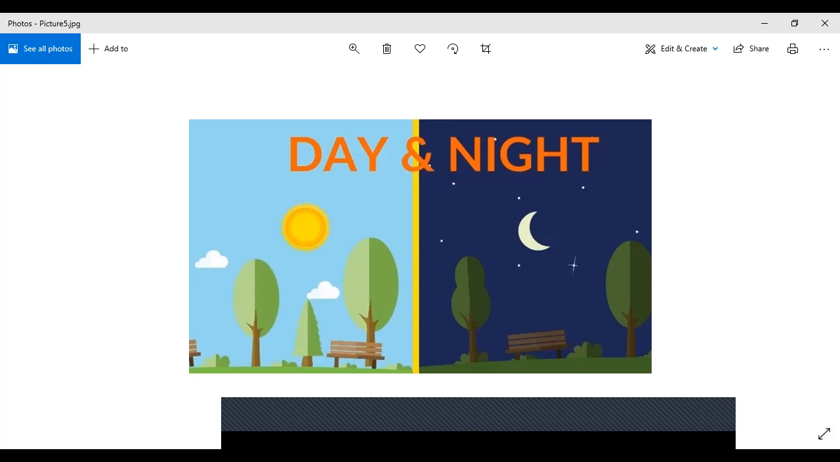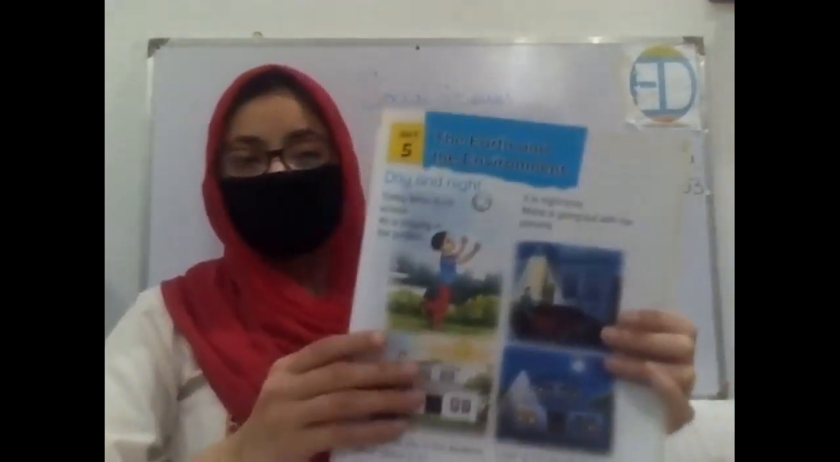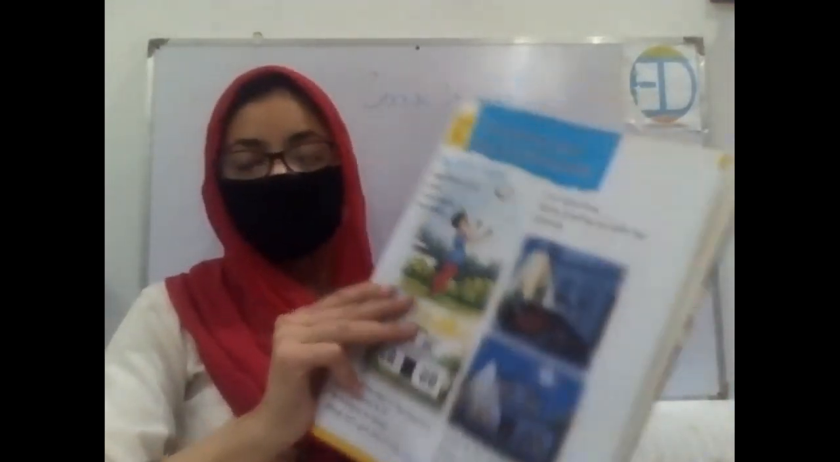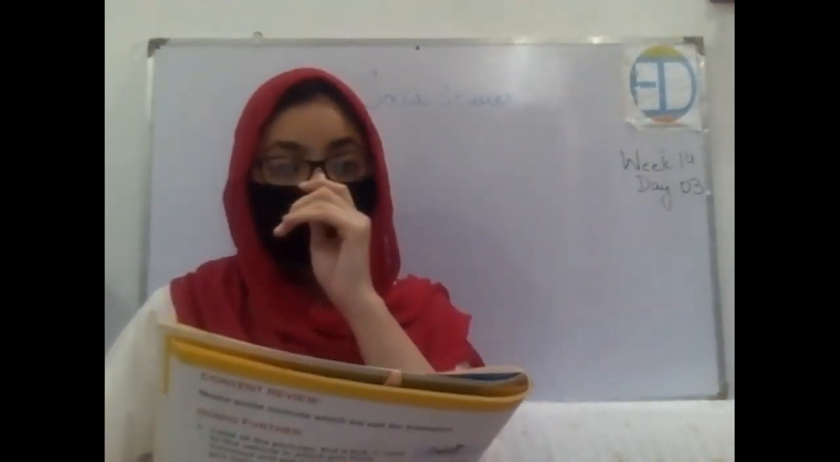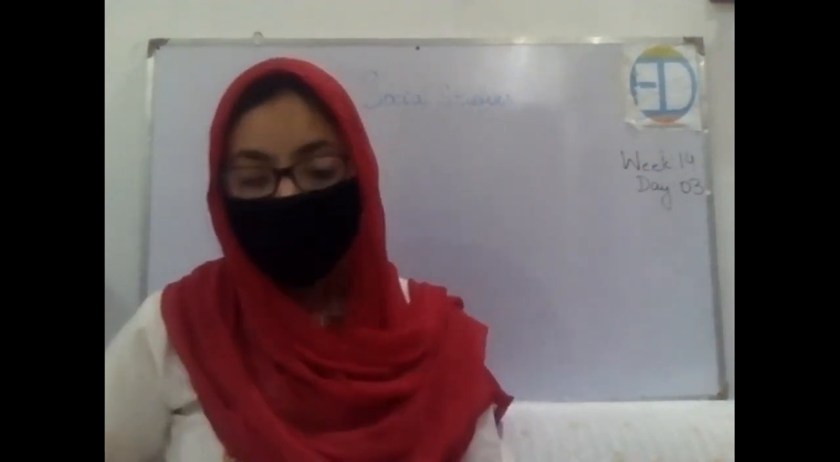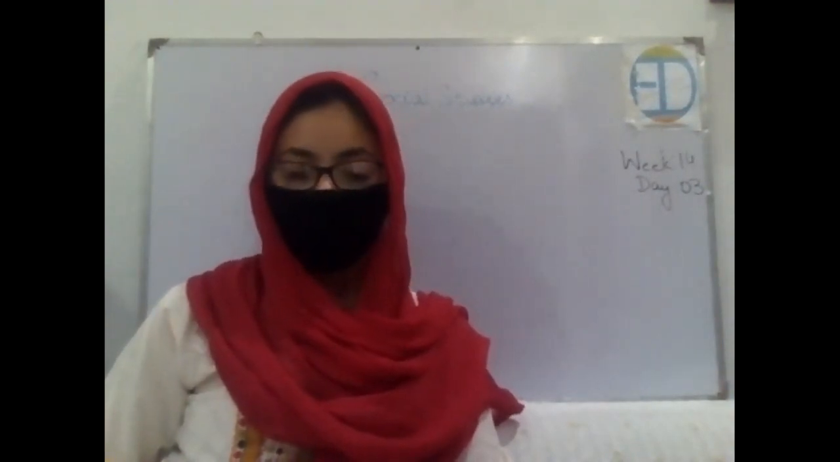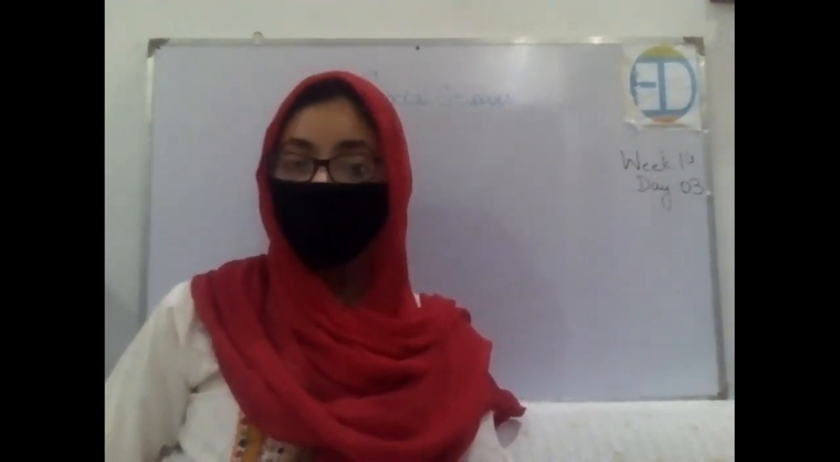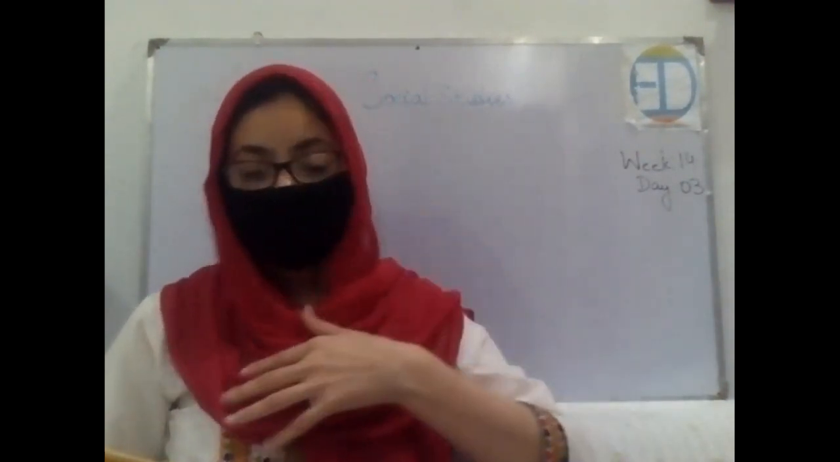So we will be starting this topic with the reading of your book. I want all of you to open your book, page number 39. This is page number 39. Please open this. Unit number 5, and the topic name is the earth and the environment. And in that, the topic which we are discussing is day and night. Okay, there is this boy Ali, and he says that today there is no school. Ali is playing in the garden. It's off from school, so Ali is playing in the garden.